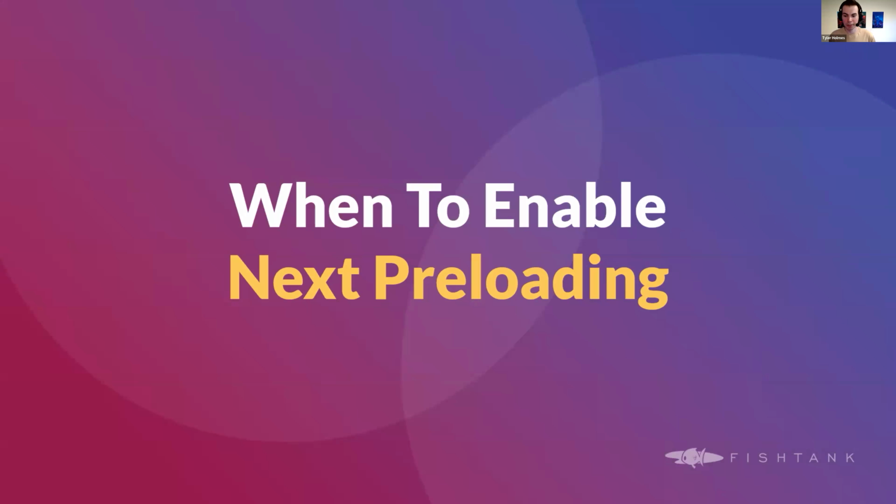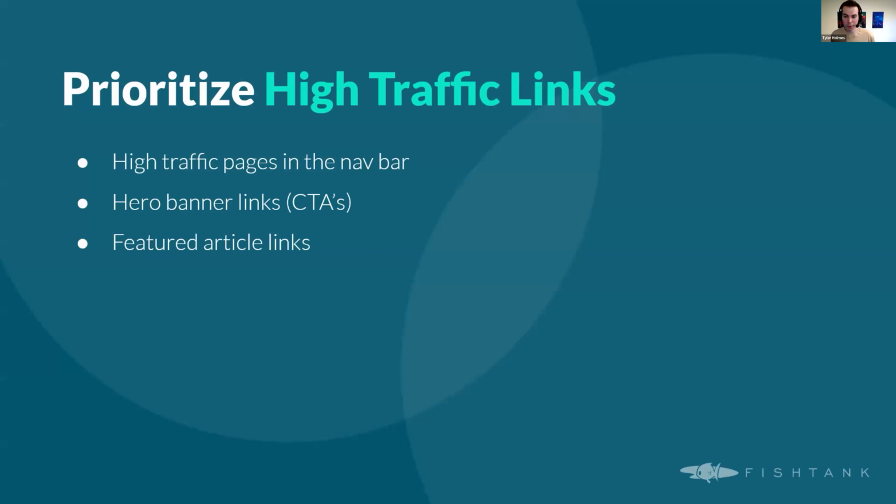So when do I enable preloading? How do I choose between loading when the link enters the user's viewport versus when the user hovers over the link? Well, the answer is actually super simple. Generally, we only want to use viewport preloading for high traffic links and any large real estate items. So for example, high traffic pages in the navbar. So think above 25% click-through rate, hero banners and links or anything we call to actions, and then featured article links.